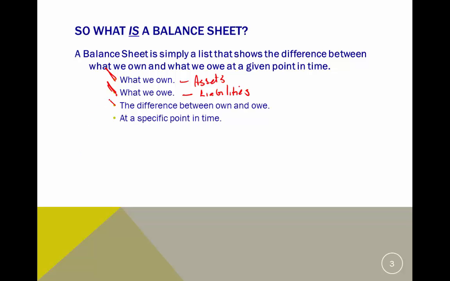Third, I want you to pause and ask yourself, what is so important about the difference between what we own and what we owe? If you let it sink in, eventually you'll realize that the difference between what the company owns and owes is really the owner's interest. Owners get whatever's left over. This is sometimes called shareholder equity. If you want, you can say it's the owner's interest.